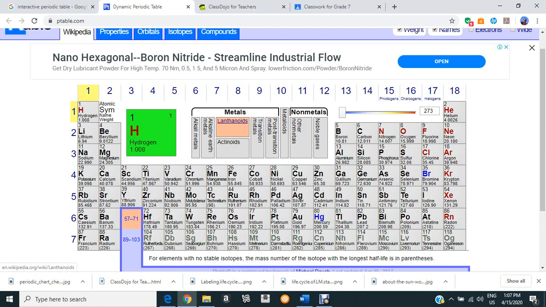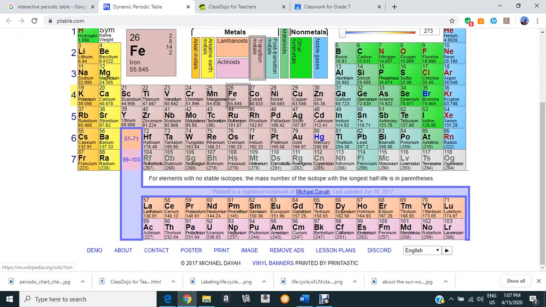Now, if I scroll down, you will see where they are. See? Again, the lanthanoids, there they are. This whole line is called lanthanoids, and it is also metals. I have actinoids. You see them where they are? There you go, right here. All of these are actinoids.